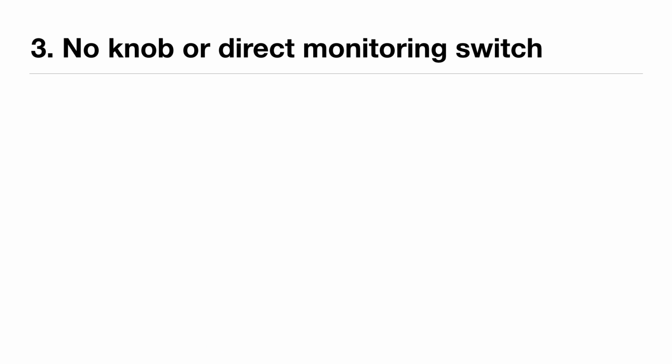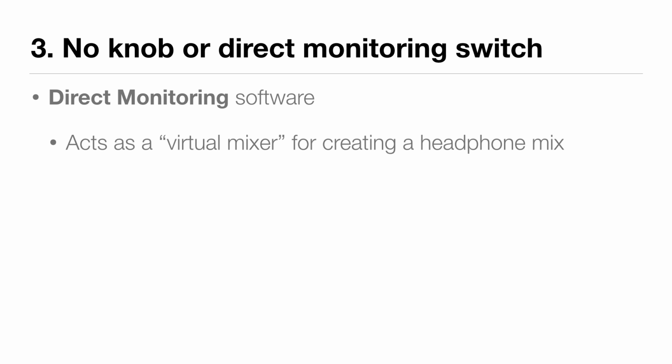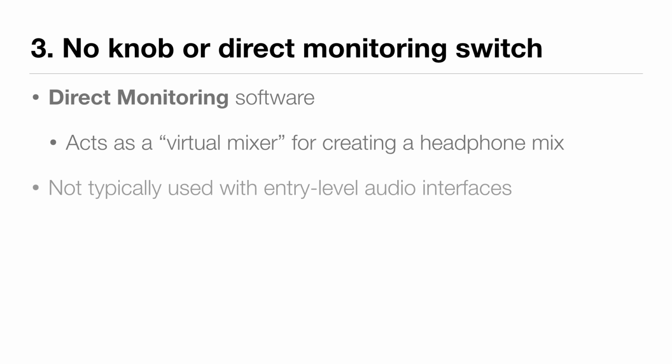If your interface doesn't have a mix knob or a direct monitoring switch, this probably means it uses direct monitoring software instead. This software acts as a virtual mixer for creating a headphone mix. Now it's unlikely you'll run into this on an entry-level audio interface, and they all work a little differently, so just read your manual carefully to get this working.